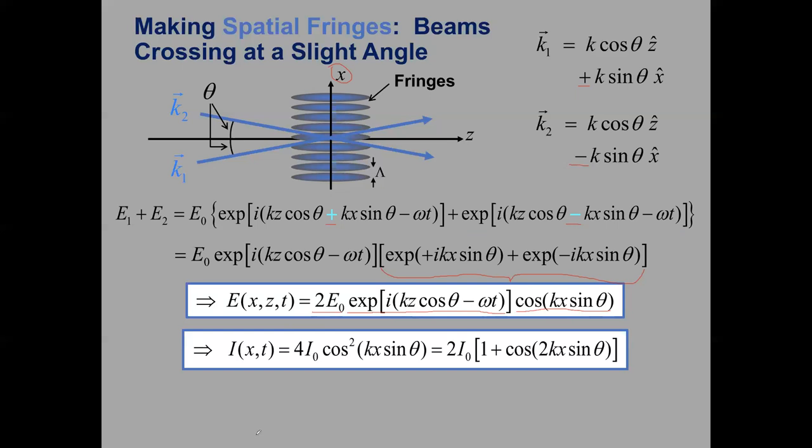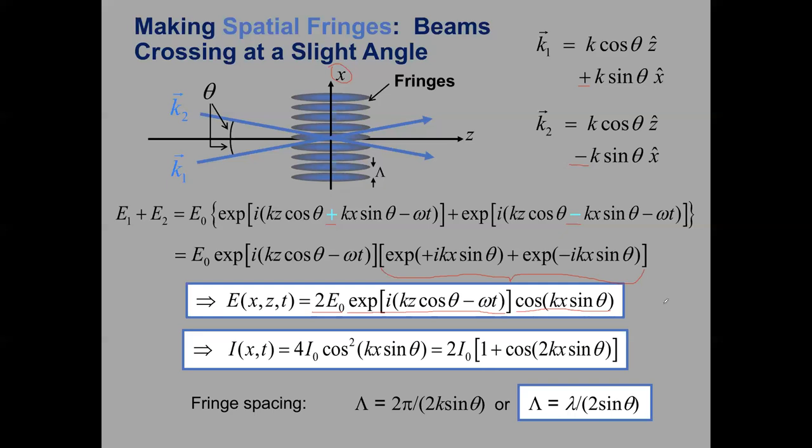So we see the intensity as a function of x, that is, a function of position along the screen, ends up varying like a cosine squared function. Which we could rewrite using a trig identity, kind of like so. Basically the spacing between the fringes can be determined by the numbers inside of this cosine. So the fringe spacing is going to be determined by everything multiplying x inside this cosine. So k is 2 pi divided by the wavelength.